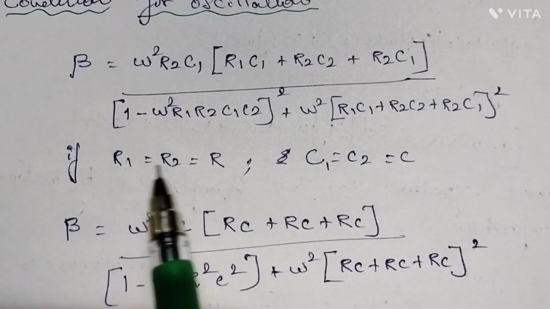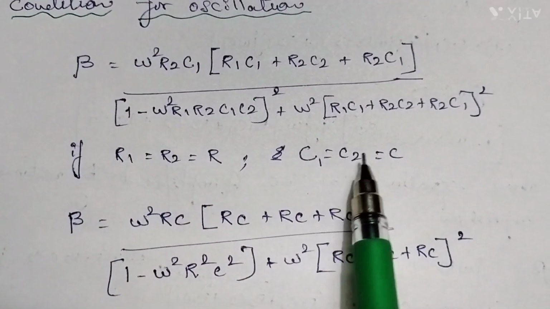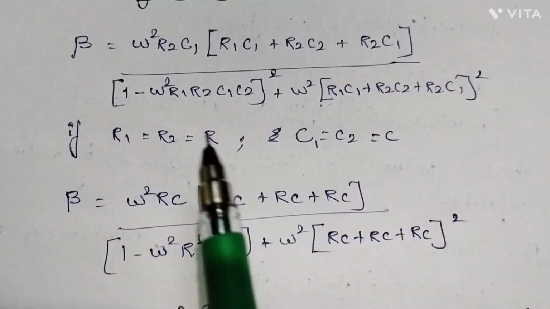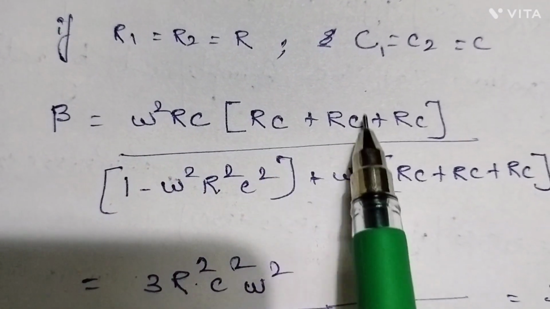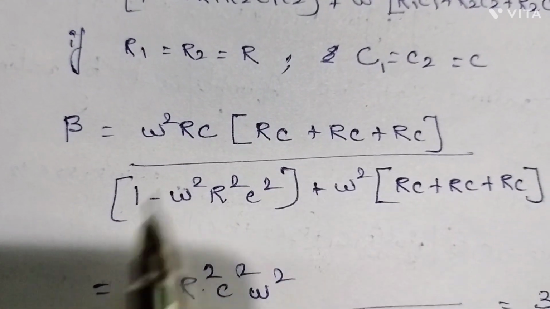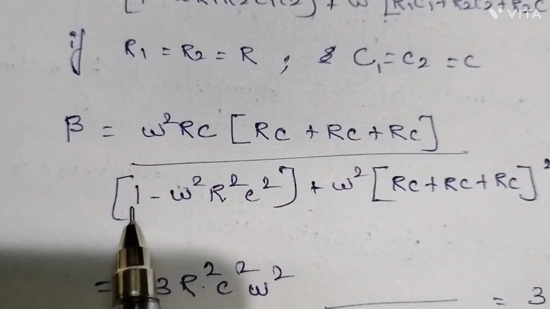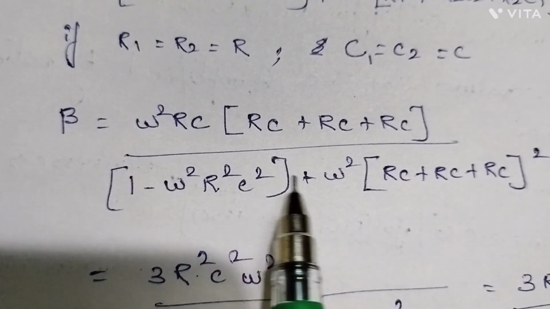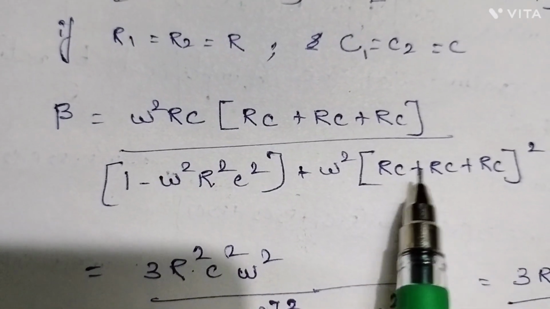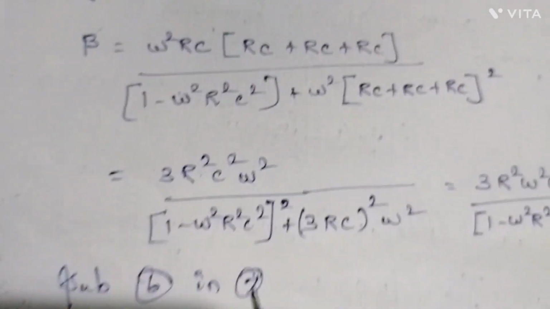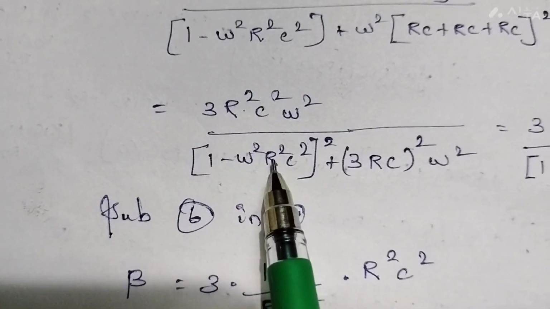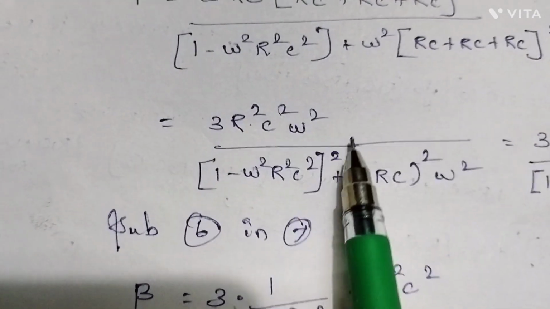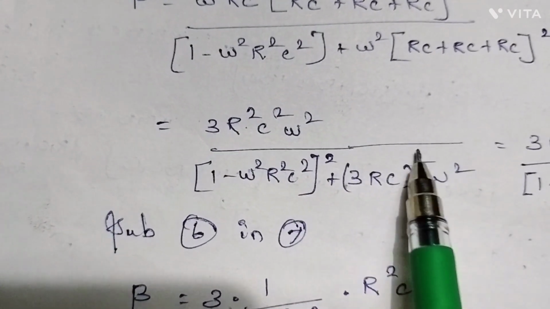If r1 and r2 are equal to r, and c1 and c2 are equal to c, substitute these values in the above equation. We get beta is equal to omega square rc into (rc plus rc plus rc), so 3 rc, whole divided by 1 minus omega square r square c square plus omega square into (rc plus rc plus rc) the whole square. So this is equal to 3 into r square c square omega square, whole divided by (1 minus omega square r square c square) whole square plus (3rc) the whole square omega square.